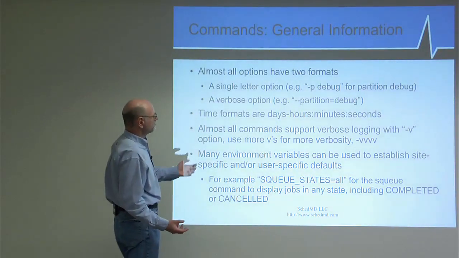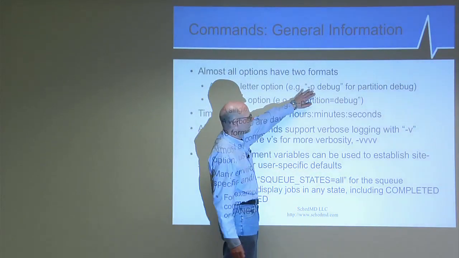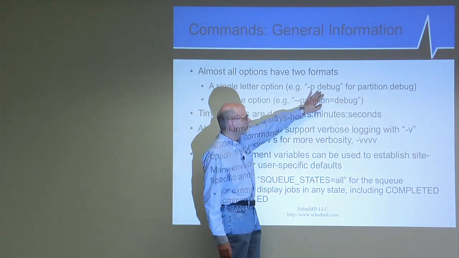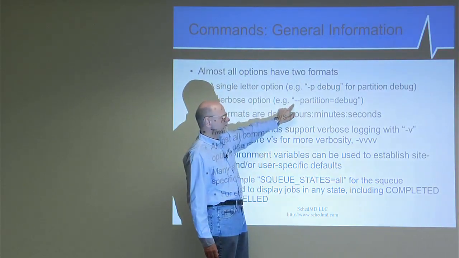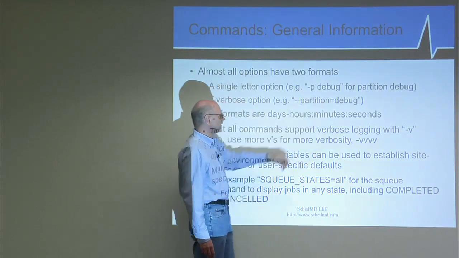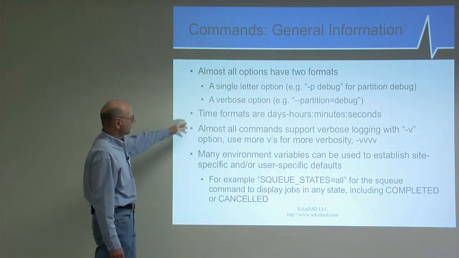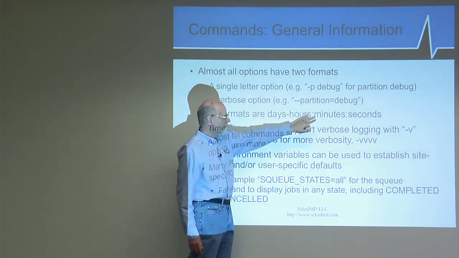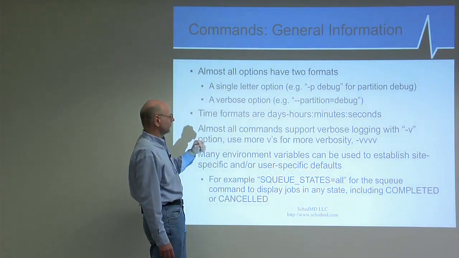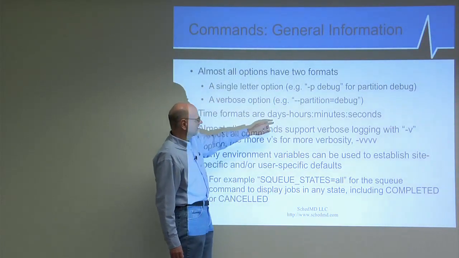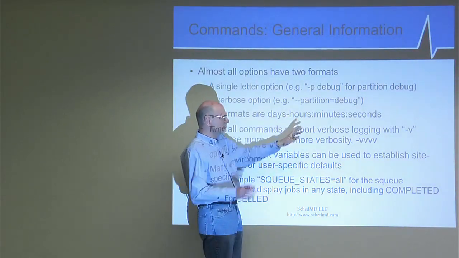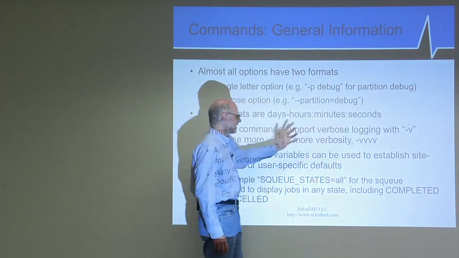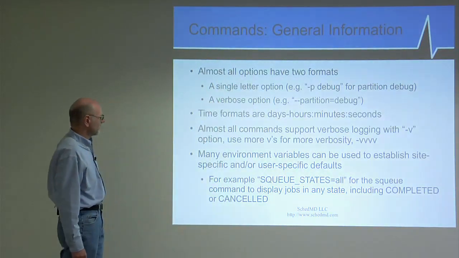So most options have 2 formats. There's a brief single letter format. So -p debug is for when you submit a job, say run it in partition debug, or you can spell it out --partition=debug. Your time formats are days-hours, minutes, seconds. I won't get into the details. If you just use a number, it would be minutes. Number:number is minutes:seconds, but that's all spelled out in the man page.